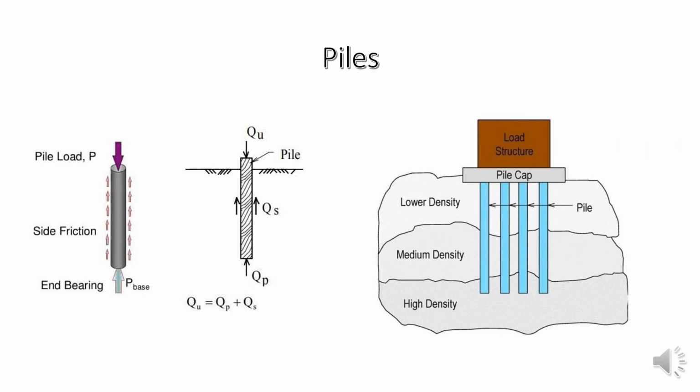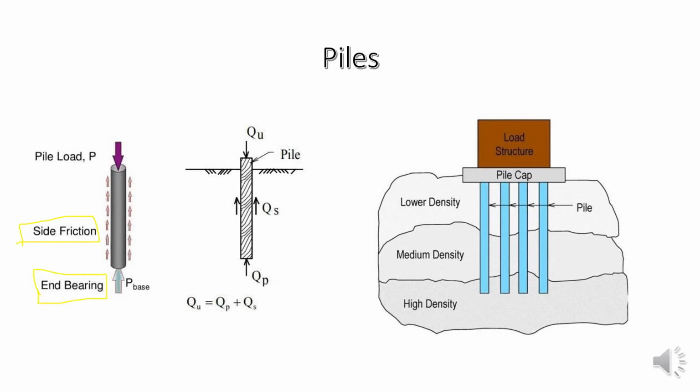In this figure, we can see the piles are subjected to the external load or the load from the structure. The external loads are resisted by the two components of the pile. One is side friction, another one is end bearing.